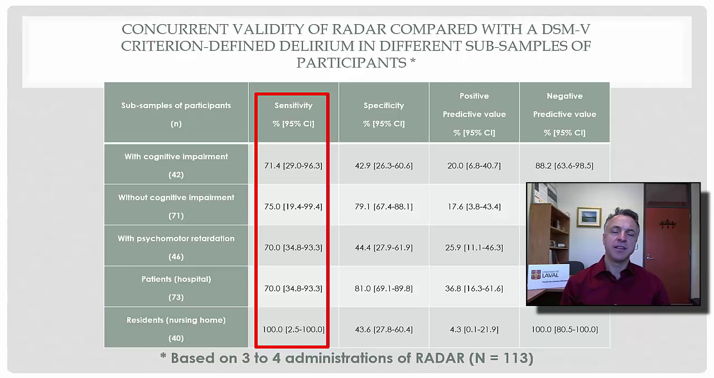So we wanted to look at these subsamples. You can see here that the sensitivity of the RADAR is still the same when we look at patients with cognitive impairment or without cognitive impairment, with psychomotor retardation. This one is very important because, as I mentioned, we know that for this one, the level of detection is very low. A patient in hospital, it doesn't change the sensitivity. In fact, we see an improvement with residents in nursing home, but there were only 40 participants in this subsample. So we have to be careful for this one in the interpretation of the sensitivity.